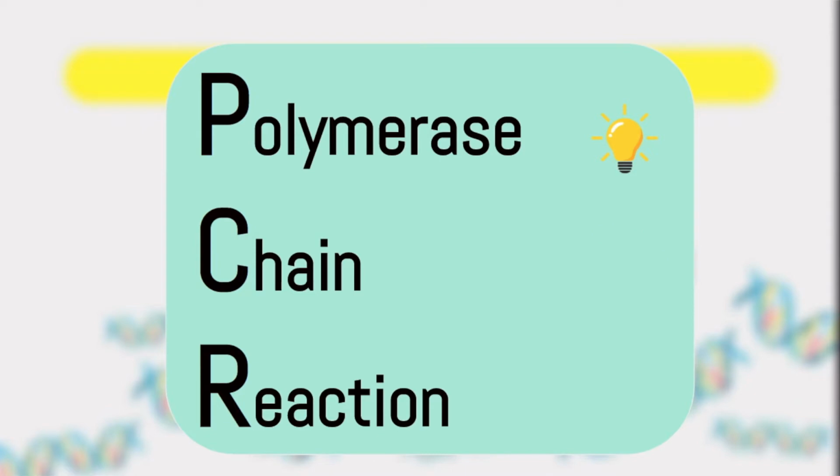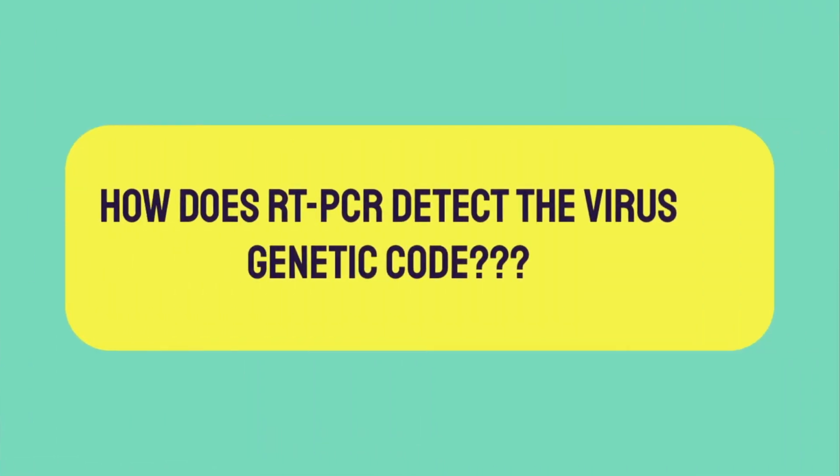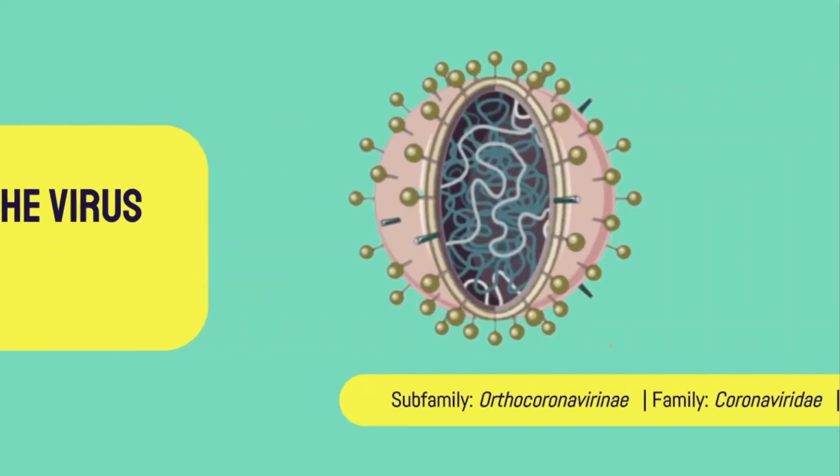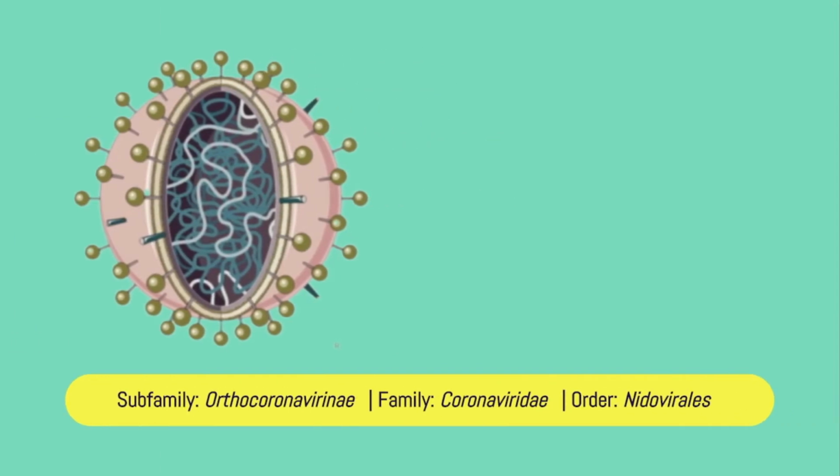And from that, we can raise one question. How exactly does RT-PCR detect the virus genetic code? To detect the virus genetic code, we need to know the structure of the coronavirus itself. As mentioned before, the coronavirus is an RNA virus. So, the coronavirus has the RNA molecule as its genetic code.